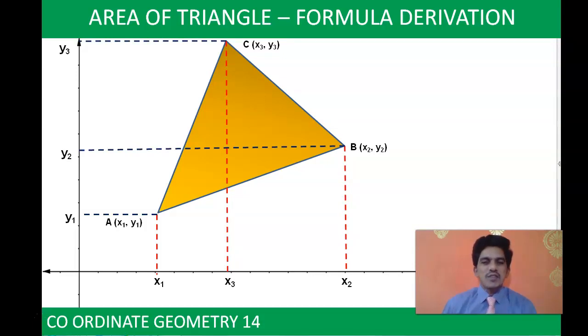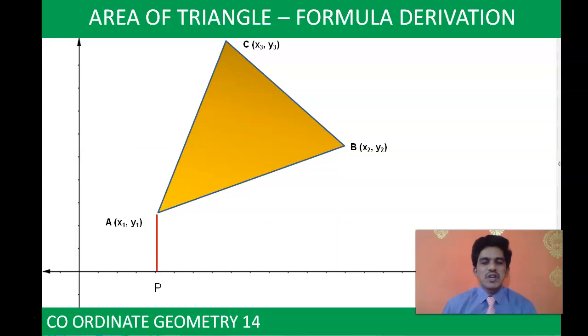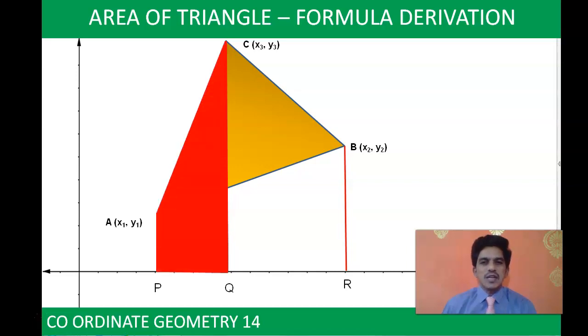In order to calculate the area of this triangle, we'll follow a procedure in which we draw perpendicular lines to the x-axis from the three points A, B and C. AP is one perpendicular onto the x-axis, CQ is another perpendicular and BR is the other perpendicular. So, we have drawn three perpendicular lines from the vertices A, B and C. Now, if you look at this, what is the shape actually? Yes, it's a trapezium. Here, APQC is a trapezium.